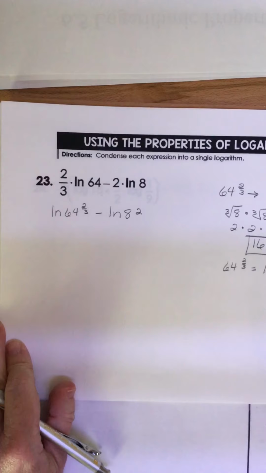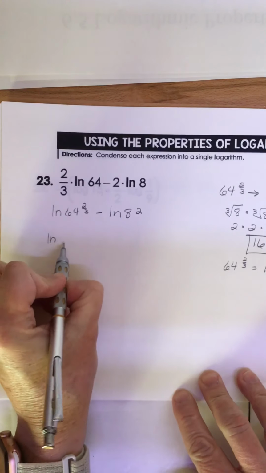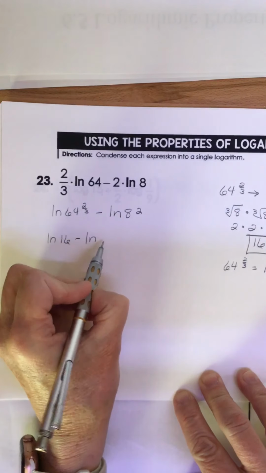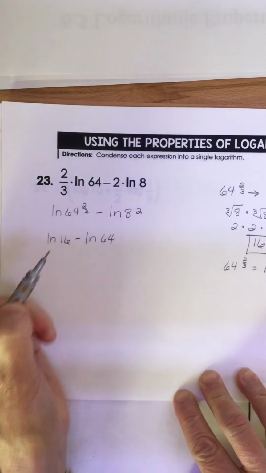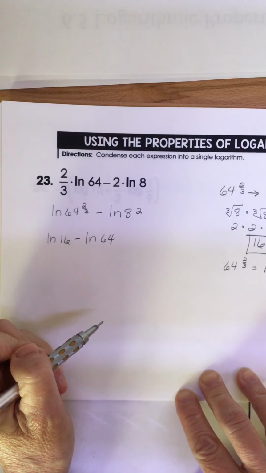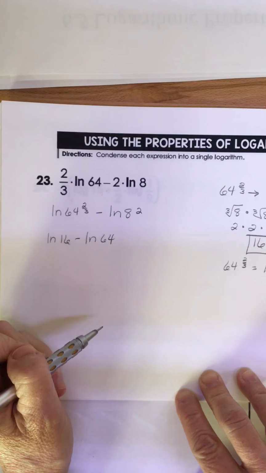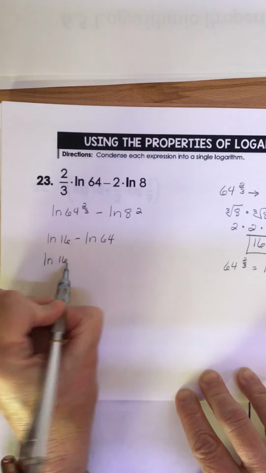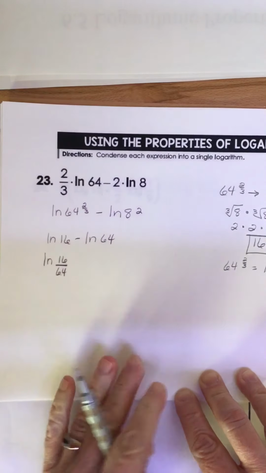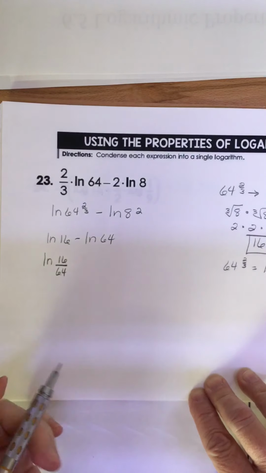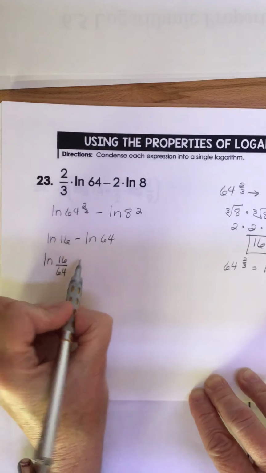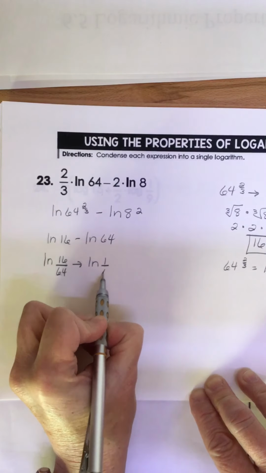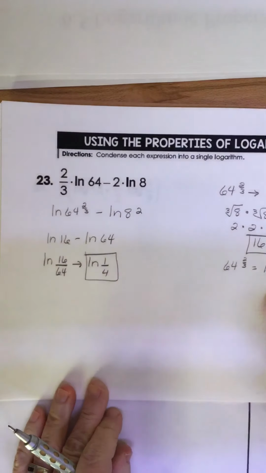All right, so let's go back to this. We have natural log 16 minus natural log 8 squared, which is 64. And then we would have natural log 16 over 64. And if we were to reduce that, 16 over 64 reduces down to 1/4. So then we would have natural log 1/4, and that's our final answer right there. Okay?